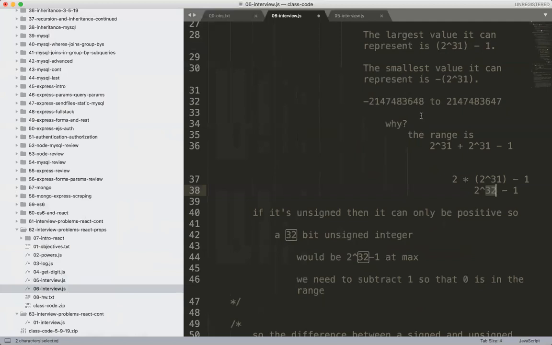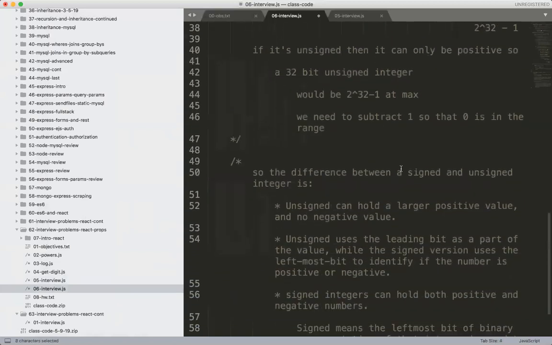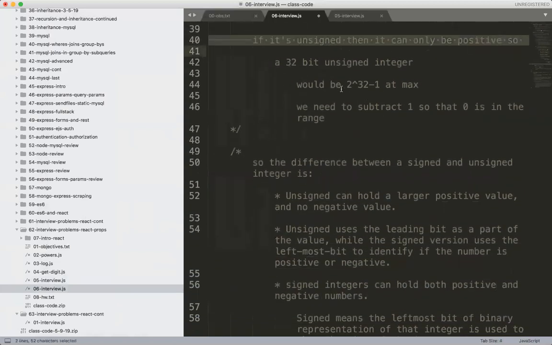But because it could be negative or positive, the highest it could be is 2 to the 31 minus 1, and the lowest it could be is minus 2 to the 31 right here. And if it's unsigned, then it can only be positive, right? So the max is 2 to the 32 minus 1, and we need to subtract 1 so that the 0 is in the range, because it can be 0 to 2 to the 32 minus 1. But the range is 2 to the 32 numbers, right? 0 is a number. So we have to account for that over there.